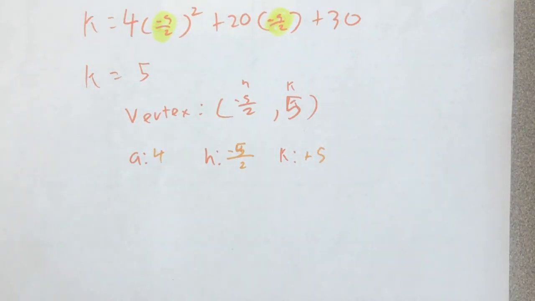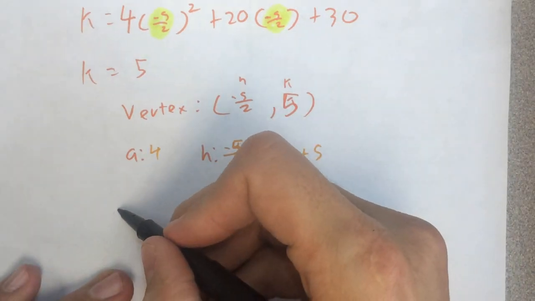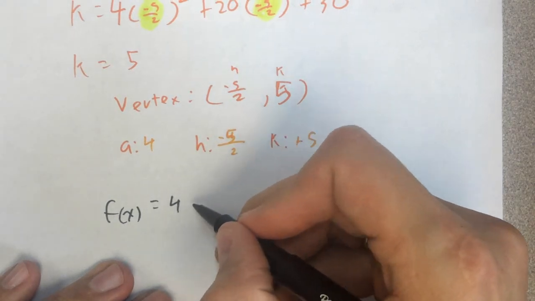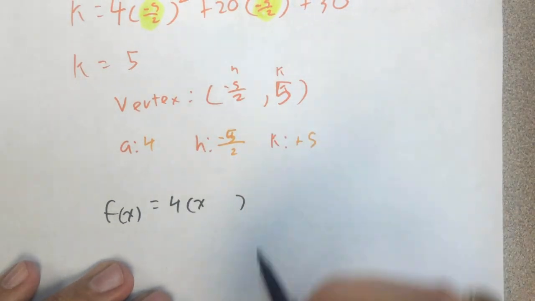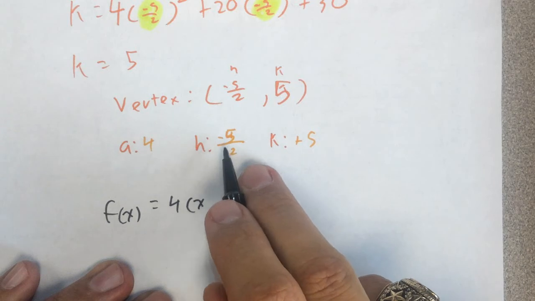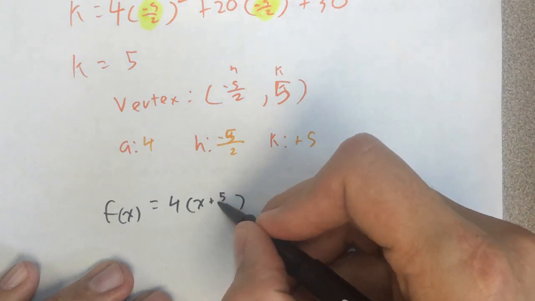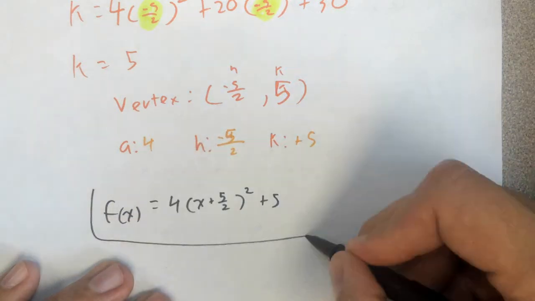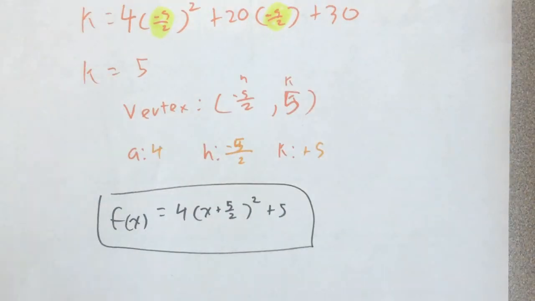And to finish it off, nice and simple, plug in those values. We have f of x is equal to a, which is 4, then we have x minus h. That's negative, so we make it plus 5 over 2, squared, plus 5. And we are done. Good job, everybody.